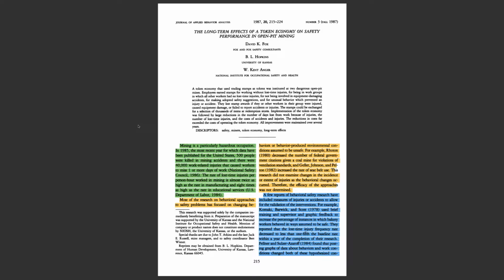So after they introduce the problem, they go on to say that some behavioral approaches have been used to address safety issues, and that starts in this yellow section I've highlighted here. The first example is this Rathon 1980 article where they talk about how the government gave citations to coal mines for violations, and then the Geller et al. article, where they talked about how they increased seatbelt use.